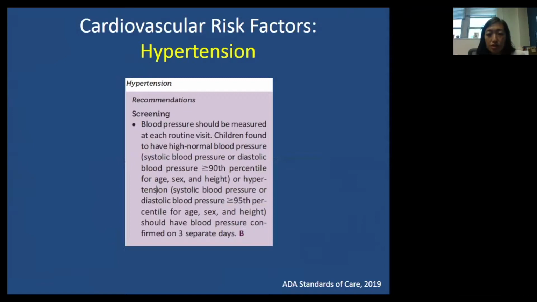Cardiovascular risk factors are certainly a very significant aspect of screening and concern for type 1 diabetics. For children, you do want to start measuring their blood pressures, and if they're elevated, greater than the 90th percentile, you want to start lifestyle diet management. Or if they're actually hypertensive, so greater than the 95th percentile for age and sex and height, consistently, then you do need to start them on an antihypertensive agent. Generally, the recommendation is an ACE or an ARB as tolerated, even for children.